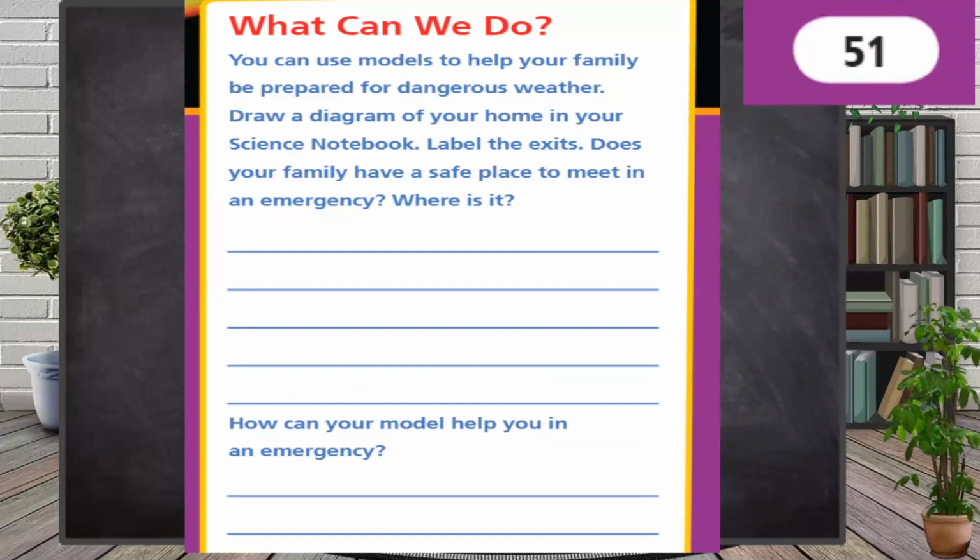Okay, page 51. You can use models to help your family be prepared for dangerous weather. I want you to draw a diagram of your home in your science notebook. Label the exits. Does your family have a safe place to meet in an emergency? Where is it? Then later, how can your model help you in an emergency? So what's a diagram? What do they mean by a diagram?